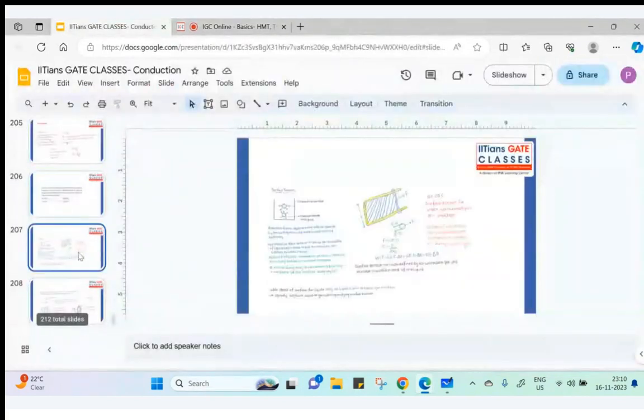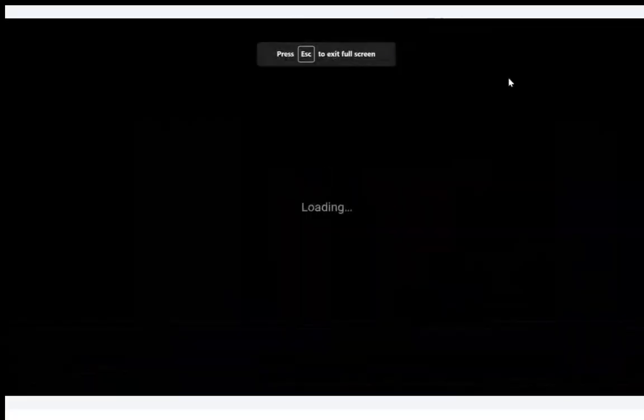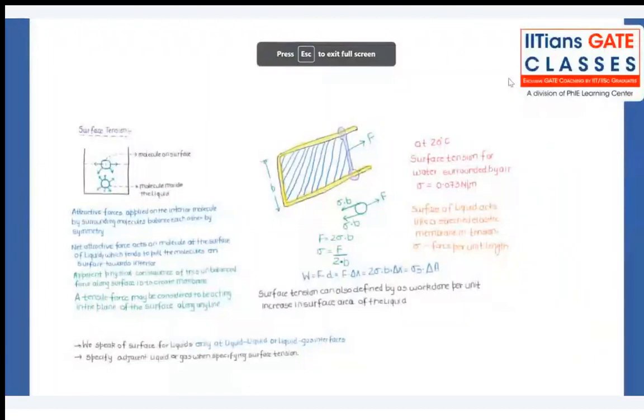Now I want to talk slightly about surface tension. I'm not shifting from thermodynamics slightly to a fluid mechanics topic. So I want to talk about one specific topic, which is surface tension. Surface tension is a phenomenon which you might have seen practically in your day-to-day experiences.